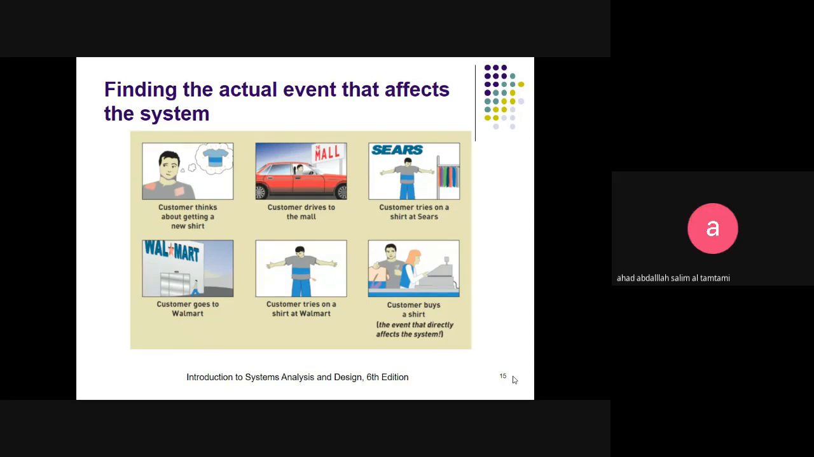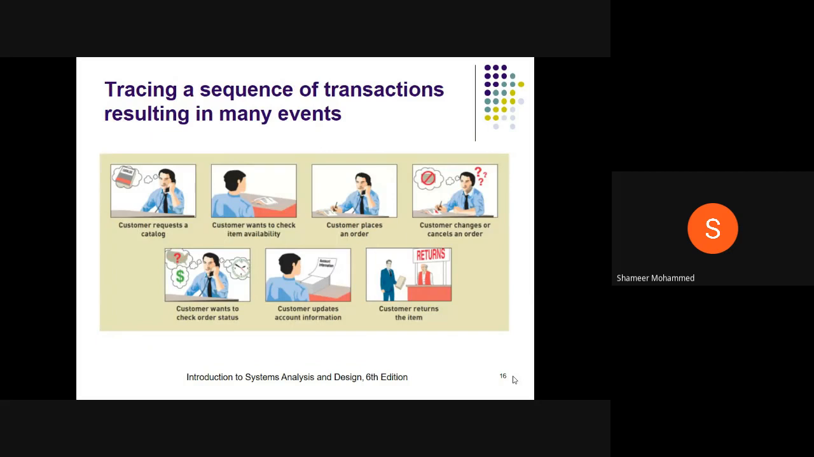Yes, sir. In the next diagram, a continuation of this one, another example, see, tracing a sequence of transactions resulting in many events. This is like online shopping. See, customer requests a catalog. That means you want to see what items are available. Customer wants to check the item availability. This is also one event. You want to check whether the product is available or not on the website.